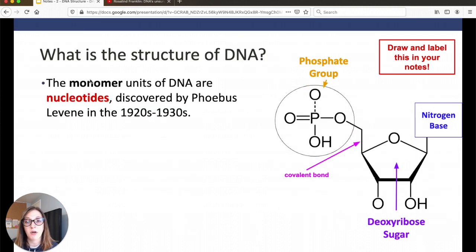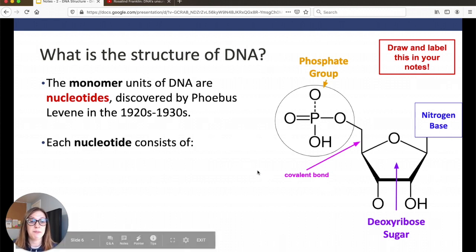So the monomer unit of DNA, or the small building blocks of the DNA molecule, are called nucleotides. And nucleotides were discovered by a scientist by the name of Phoebus Levene in the 1920s. So there was already some understanding, even way before the confirmation that DNA was the genetic molecule. So it's been known for a little while, but the scientists we're talking about basically expanded upon the research by Phoebus Levene. And each nucleotide is made up of three parts.